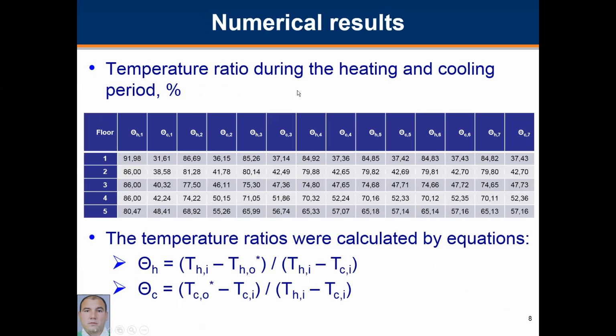The numerical result of the value of the temperature ratio for the two directions of the airflow in the air handling unit is shown in the table, and the temperature ratio was calculated by the equation on the screen. As you can see, when you get to the quasi-steady state regime, the values of the temperature ratio during the heating and cooling period are strongly unbalanced, and they have different values on the floors of the building.